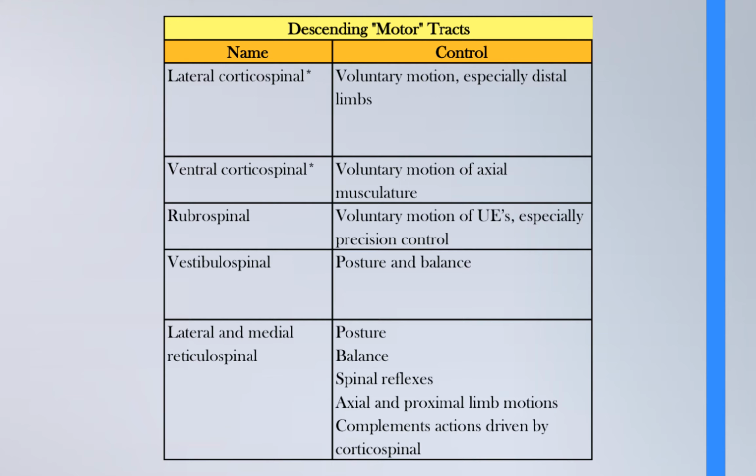Our rubrospinal tract will control voluntary movement in upper extremities, most detailed with precision control. Vestibulospinal, posture and balance, and the lateral and medial reticulospinal tract will ultimately control posture, balance, our spinal reflexes, both axial and proximal limb motions, and it will complement the actions driven by our corticospinal tract.